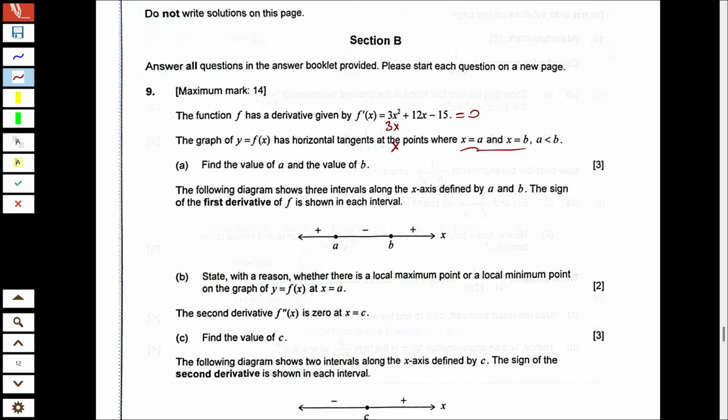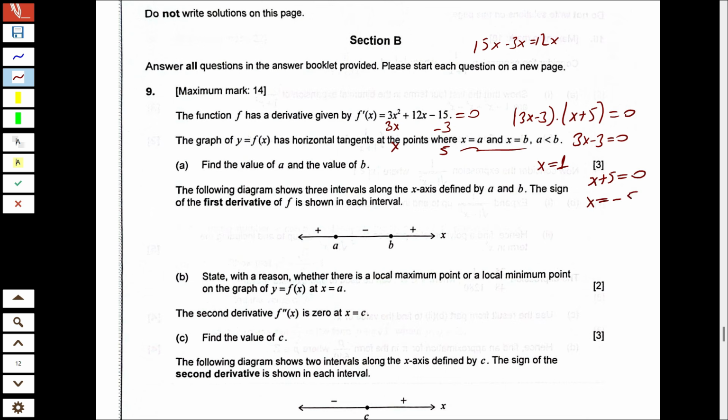And if you find the factors of minus 15, like minus 3 and 5, because I know that when we cross product 15x minus 3x will give us 12x. In this case, you can write the expression to the factor 3x minus 3 times x plus 5 will give us 0. From here, you can see that 3x minus 3 equals 0, meaning x equals 1, and x plus 5 equals 0, x equals minus 5. The point A is minus 5 and B is 1.